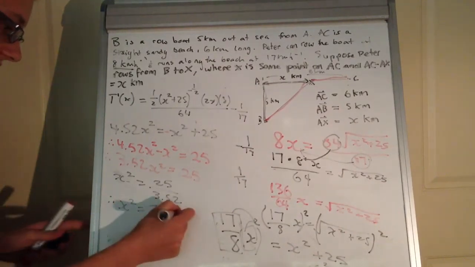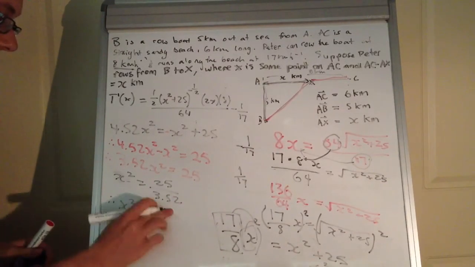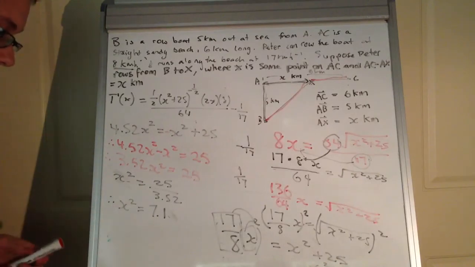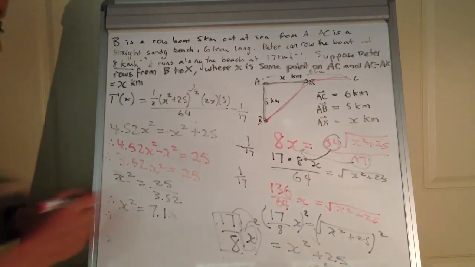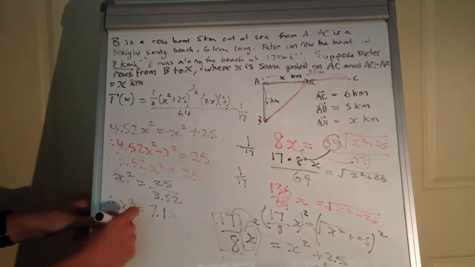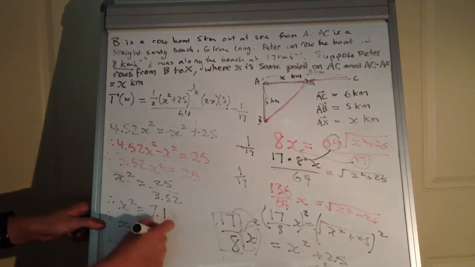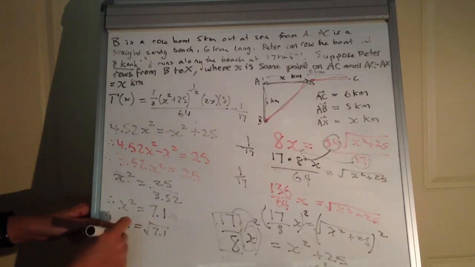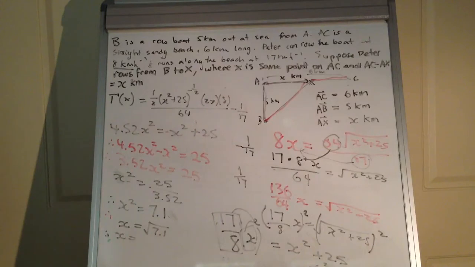7.10. I'll just leave it 7.1 though, go to one decimal place. And from that, to get x on its own, very simple the next step. Because it's x squared, we just square root the left-hand side. So x equals the square root of 7.1. So therefore, x equals, and we can just turn to our calculator to be able to square root it.